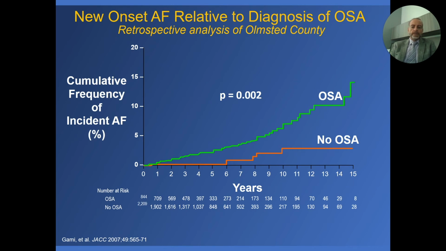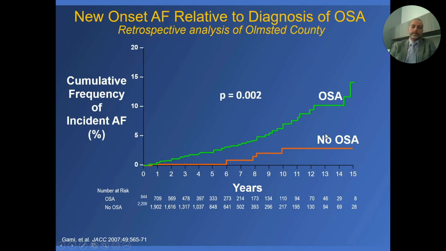In this landmark study from 2007, the investigators looked at individuals in a large population-based study, Olmsted County in Minnesota. They took these individuals and looked at those who developed atrial fibrillation over several years of follow-up, and looked at the risk of obstructive sleep apnea versus no obstructive sleep apnea. Again, after adjustment for risk factors of AFib, such as weight and hypertension and age and existing cardiovascular disease, they found that those with obstructive sleep apnea were at much higher risk of developing atrial fibrillation than those without obstructive sleep apnea.